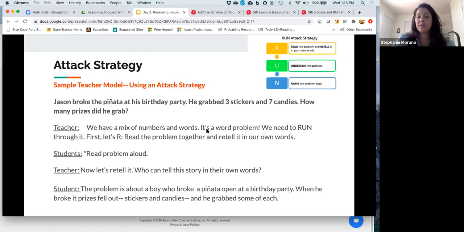Then everyone could read this problem aloud together. And the teacher would say, okay, now let's retell it. Who can tell it in their own words? And hopefully we would have a student who could tell us this problem's about a boy who broke a piñata open at his birthday party. When he broke it, prizes fell out. There were stickers and candies. He grabbed some of each. If you don't have students who are prepared to do this level of retell initially, you can model it for them.